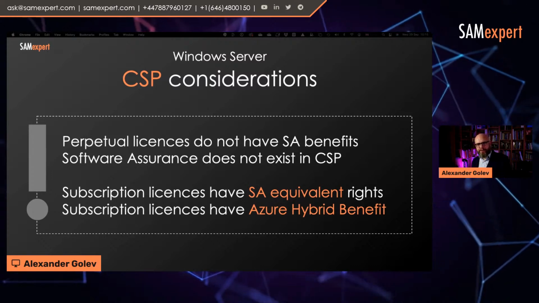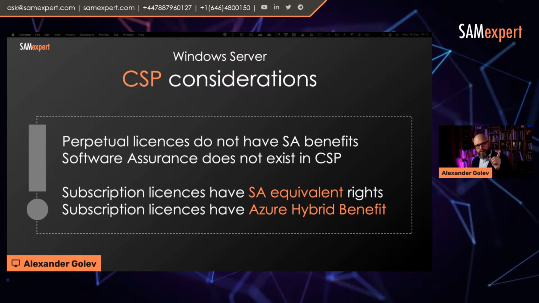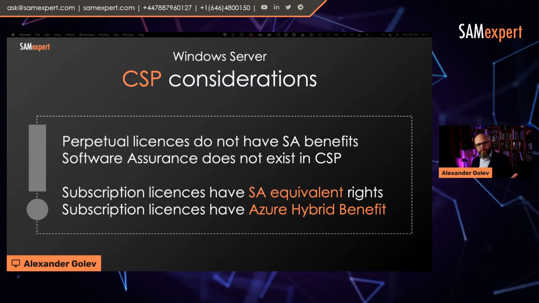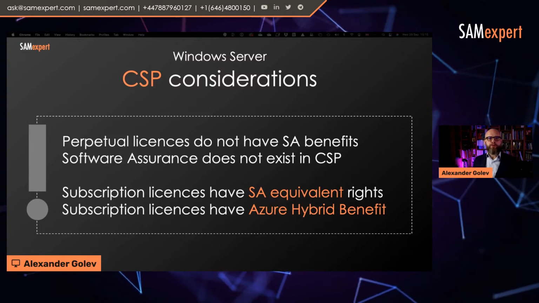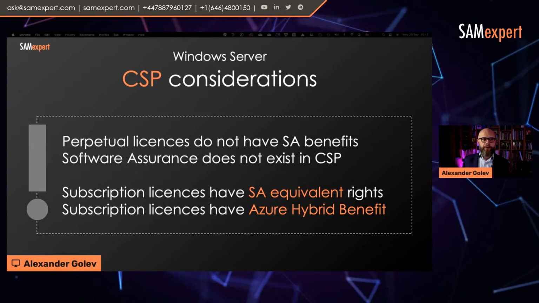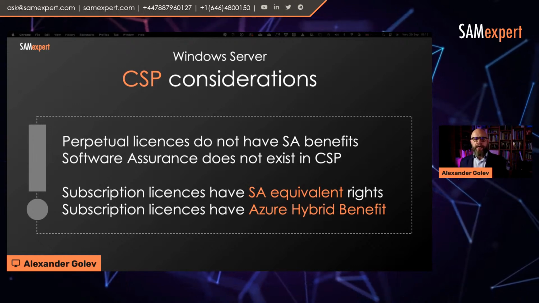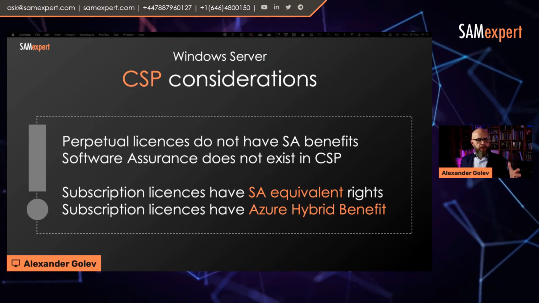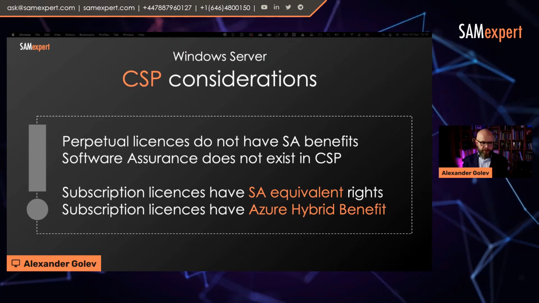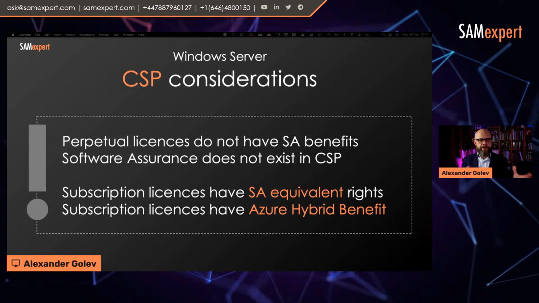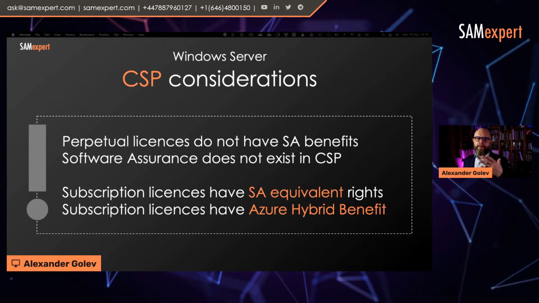Software Assurance doesn't exist in CSP, but subscription licenses have SA equivalent rights, including Azure hybrid benefit. So subscription licenses are not licenses with software assurance, but in CSP they get almost the same rights, the core rights are there, as if it was a license with software assurance. So if you want static infrastructure, small business, no cloud, you may think about perpetual licenses through CSP. If you want to be flexible, modern, migrate to Azure, then buy subscription licenses.